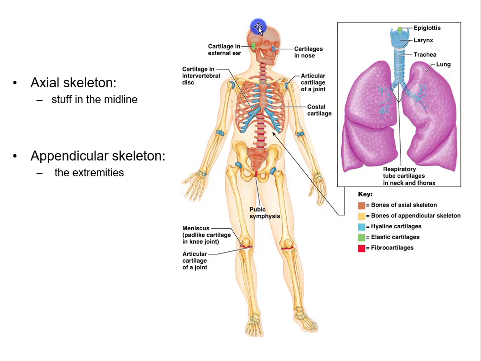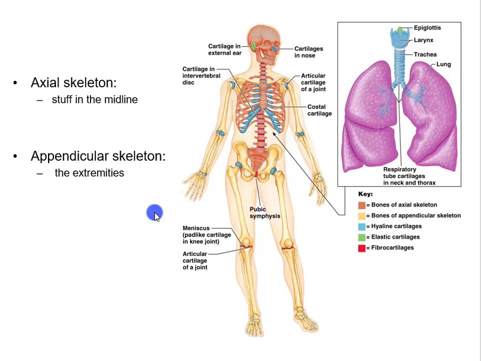And what you see here, you'll see bones that are laid out in kind of this dark brown color and bones that are in that more vanilla looking color. And so everything here in that dark brown is considered to be part of the axial skeleton. And this is generally stuff in the midline. Again, this is your midline. So these are the bones of the axial skeleton.